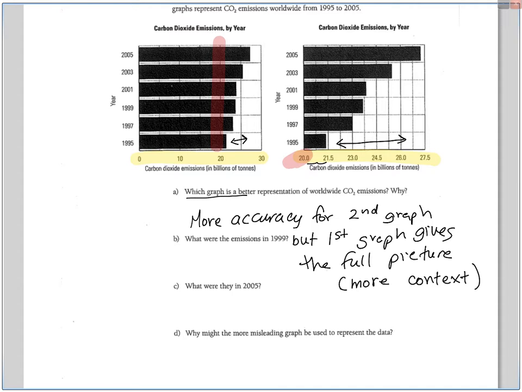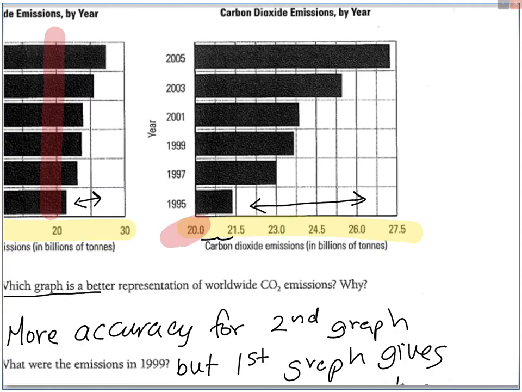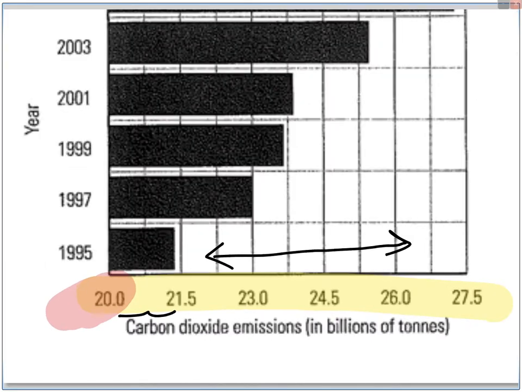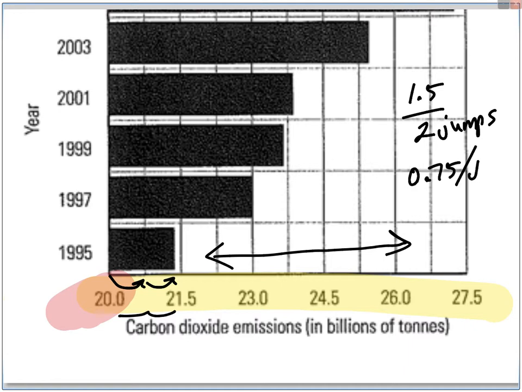So for a question like B, what were the emissions in 1999, I'm going to use the second graph because it's more accurate. Again, what do I know these increments are? If it takes 2 jumps to go up 1.5, I have to take 1.5 and divide by 2. That way I know it's 0.75 per jump. And the proper word for jump is increment. Now, I'm not going to expect you guys to use increment. Just say every jump or every tick.